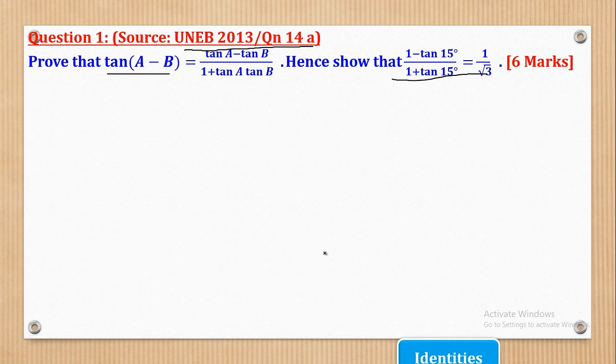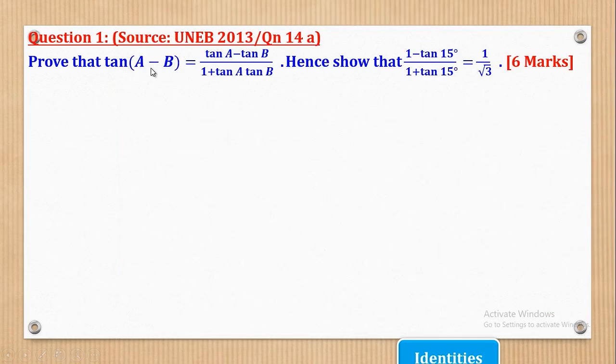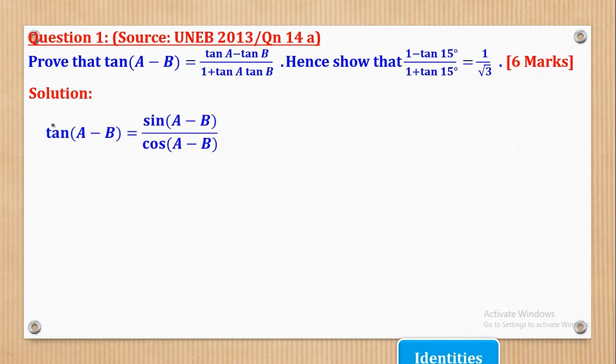Like I told you, in these identities, number 15 and number 16 can only be derived, so we don't need to know how they come about, but number 17 can be proved, so we have to know how it comes about. In this question, we are going to see how this becomes that. First we shall remember that tan is equal to sine over cos, and the angle remains the same.